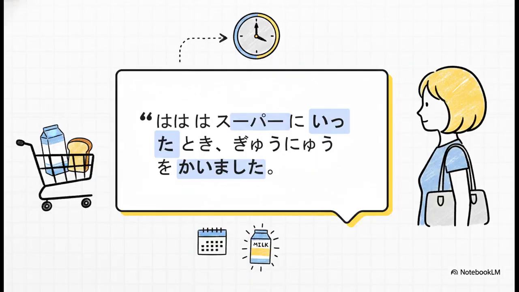Here's another really normal, everyday example that uses the exact same pattern. The specific time frame is set by haha wa supa ni itta toki. Itta is the past tense of to go. So the time we're talking about is when my mother went to the supermarket. And what happened then? Gyunyu o kaimashita. She bought milk. It's logical, it's consistent, and it's clear.